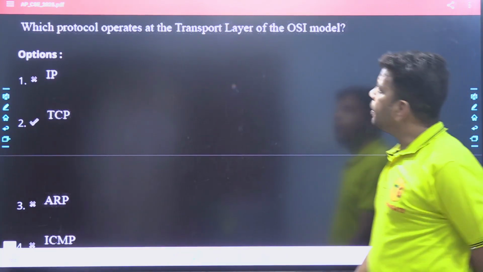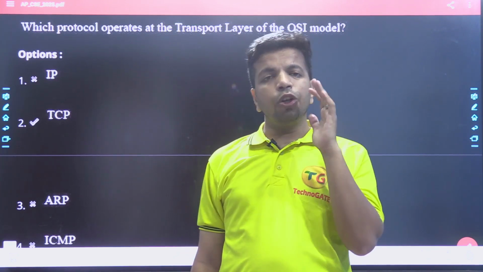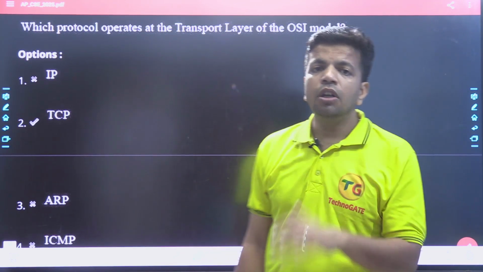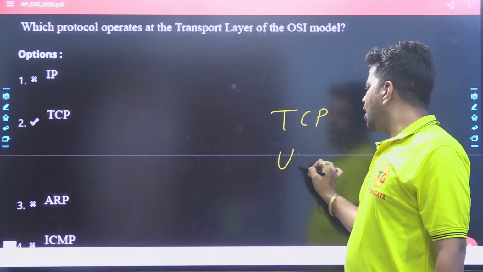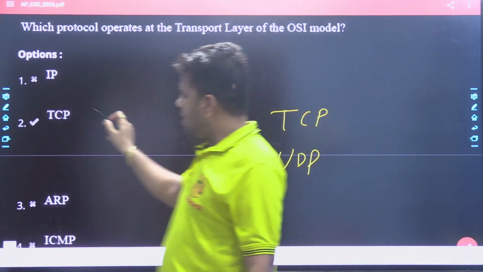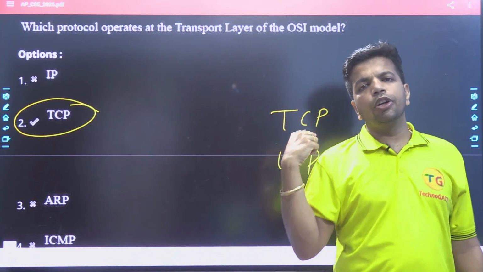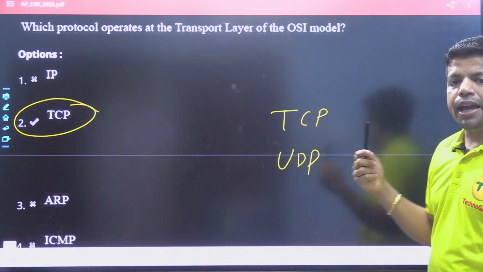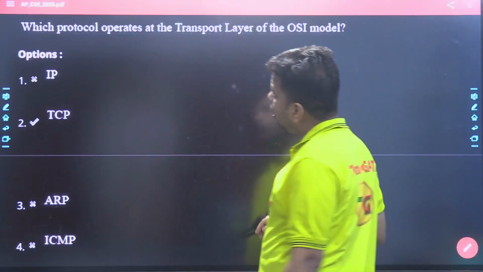Which protocol operates on the transport layer of the OSI model? Basically, there are 2 protocols that operate on the transport layer of the OSI model. One is TCP, connection oriented, and another one is UDP, connectionless. An option TCP is given, so we can go with answer 2. But both protocols are used at the transport layer of the OSI model. Got it?